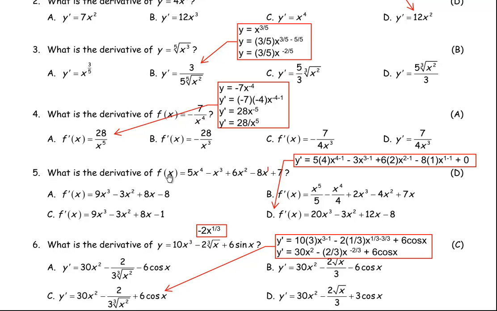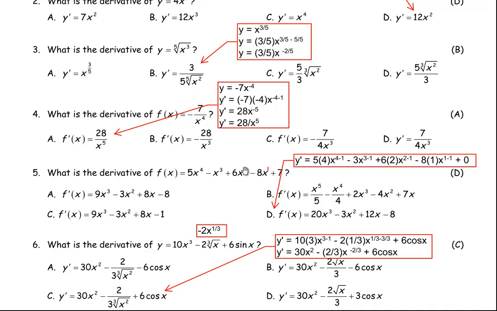For number 5, what's the derivative of this function? It's just a polynomial, so we can use the power rule everywhere. So that 4 comes down and multiplies by the 5. That's 5 times 4. And we subtract 1 from the exponent. It was 4, so 4 minus 1 is going to be 3. The next one, the 3 comes down, so it's negative 3. And then x to the power of 3 minus 1, which is going to be 2.